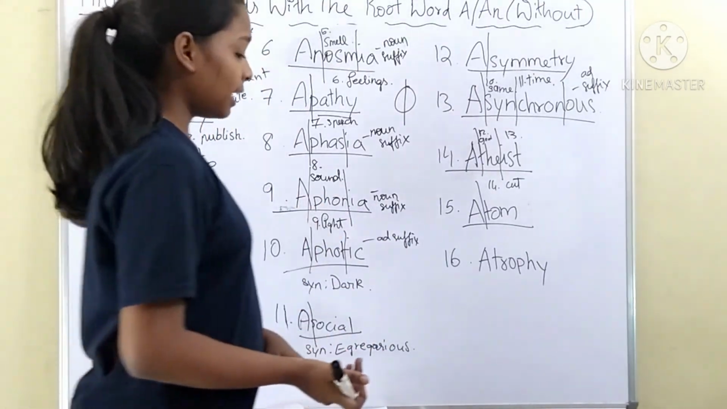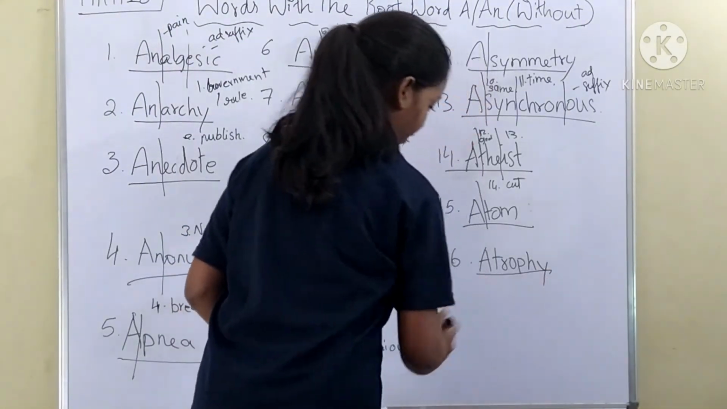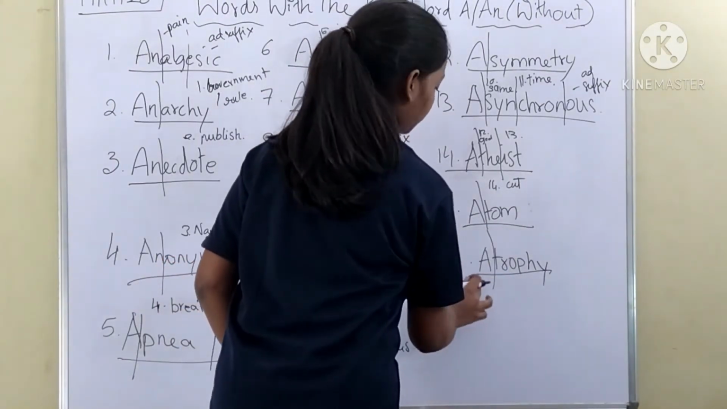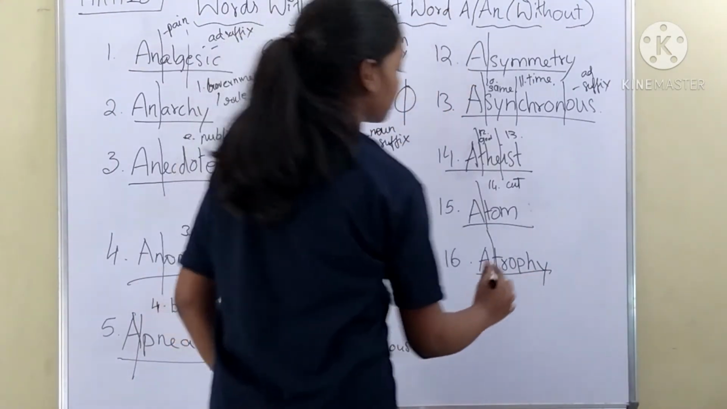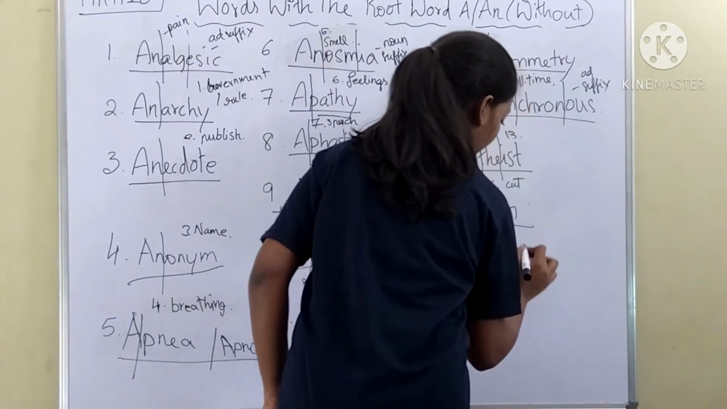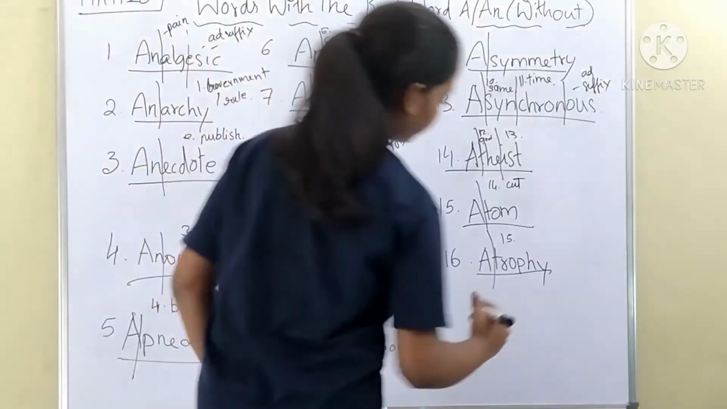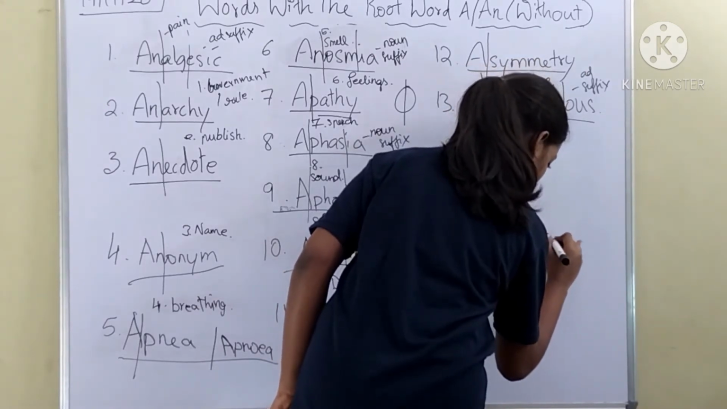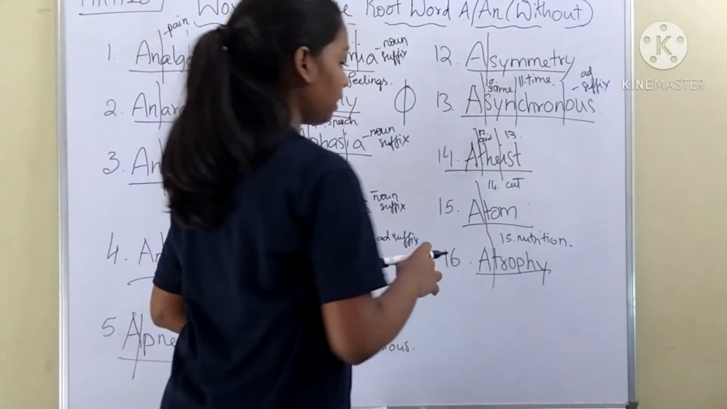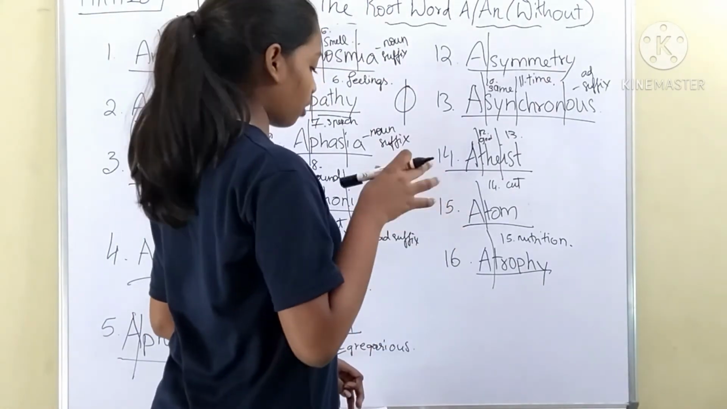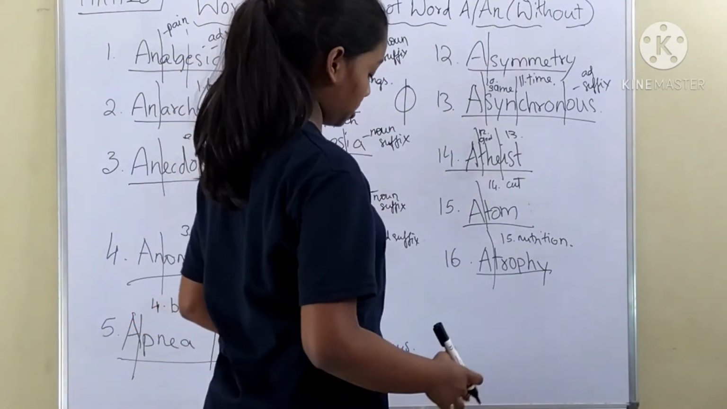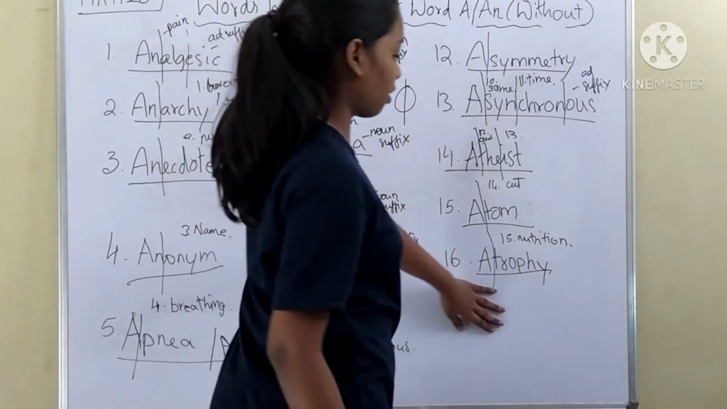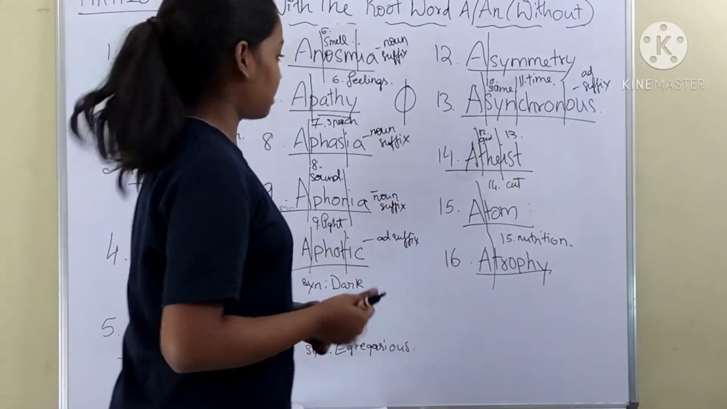The next word and the last word is atrophy. Atrophy has two root words in it. A means without, and trophy. Trophy is the 15th new root word, which means nutrition. So the word atrophy means without proper food, without proper nutrition. So let's summarize this session.